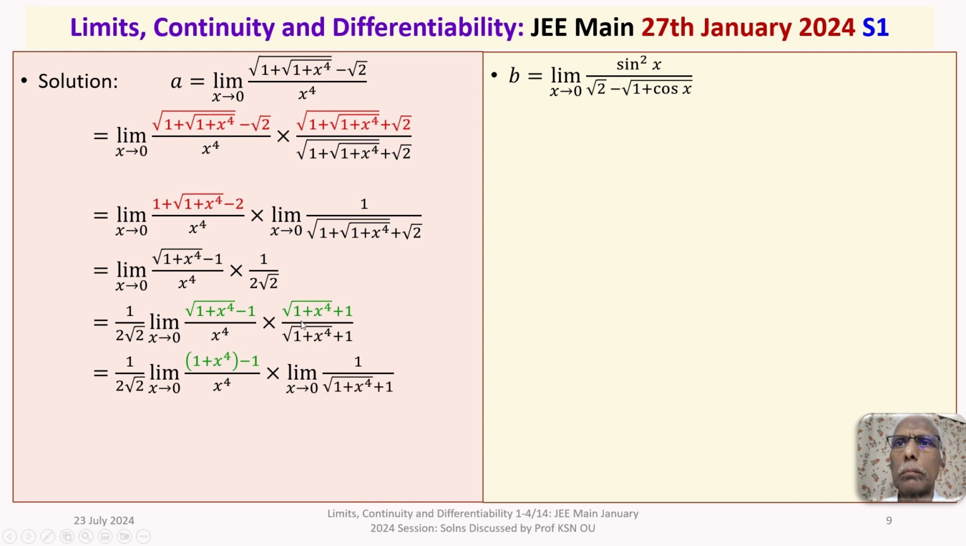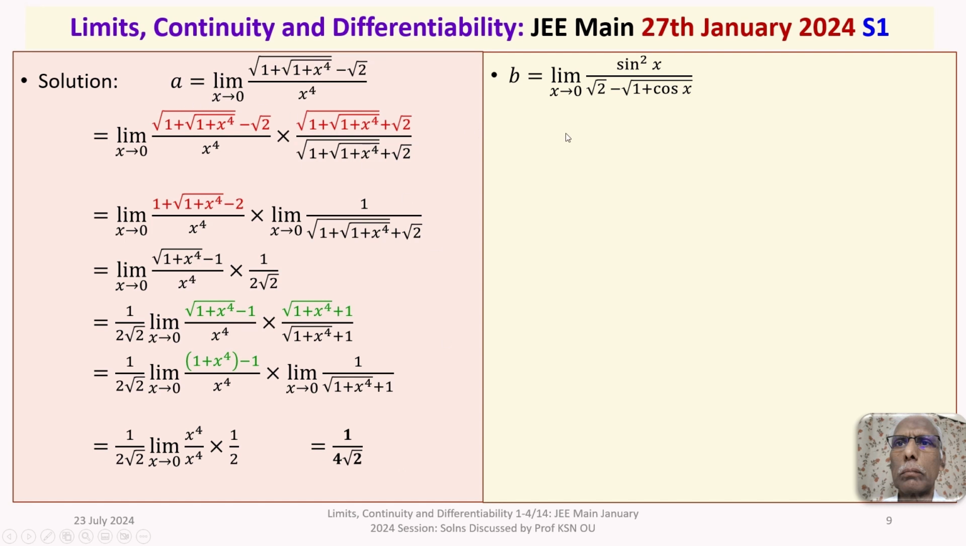When you multiply these two, this has come here, and the limit as x tends to 0 of this one is 1 plus 1, so 1 by 2. And here, minus 1 plus 1 cancels, x to the power of 4 by x to the power of 4. 1 by 2 root 2, limit x tends to 0, x to the power of 4 by x to the power of 4 into 1 by 2. So this will be 1 by 4 root 2. Limit x tends to 0, x to the power of 4 by x to the power of 4 is 1. So 1 by 4 root 2 you will get. That is the evaluation of A.